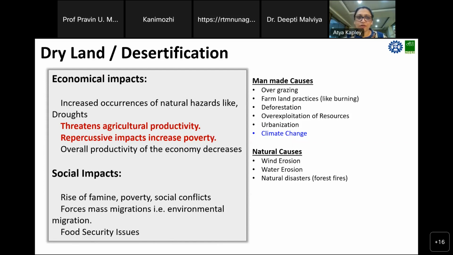Overall, there are very heavy impacts. The forests give so many ecosystem services. If you're cutting them down, you're going to face at some point an impact on your economy. And of course, there are social impacts. Like I said, poverty is increasing. There will be famine. You're going to have social conflicts. You're going to have migrations. Because you don't have a particular environment, there will be different migrations, food security issues, and there are also cultural issues. Nobody documents the cultural issues, but cultural issues are also there.